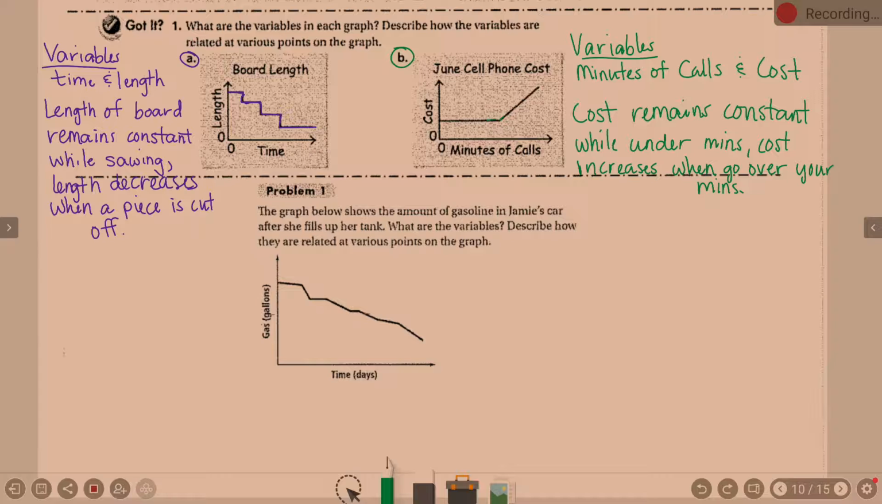Okay, so you've seen these kind of graphs before, right? Yes. This isn't anything new. We learned this, seeing the relationship here. Okay, one more example here.